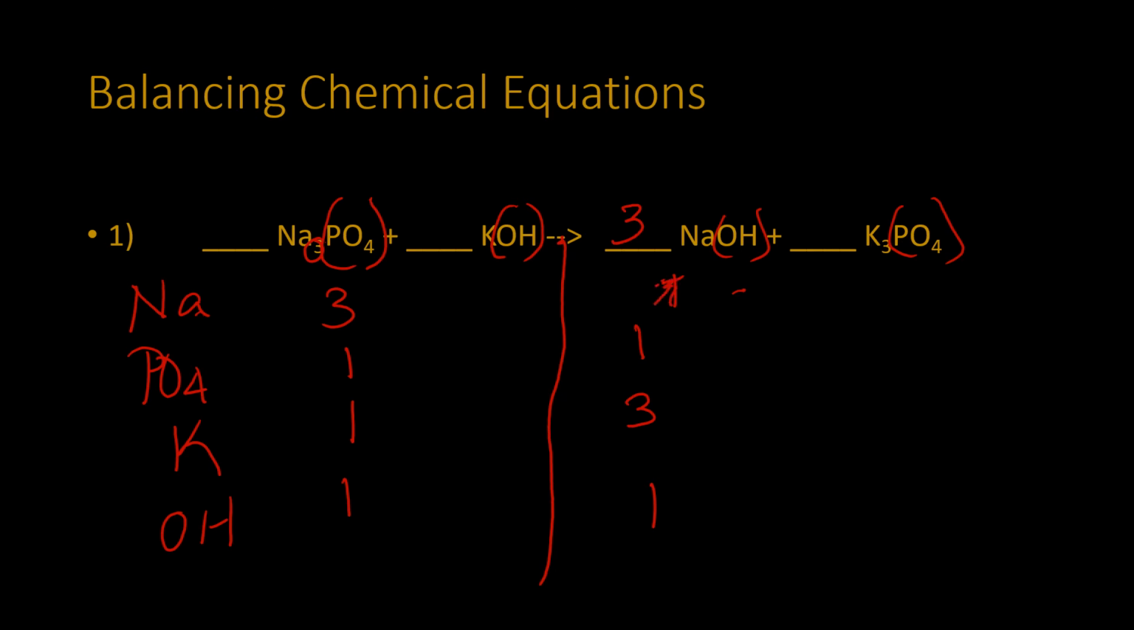I cannot just multiply the sodiums. I have to multiply the whole molecule. So I have 3 sodiums and now I have 3 OHs. Our PO4s appear to be balanced. Our potassiums are not balanced. So now I need to multiply my potassium on my reactant side by 3. So I have 3 here, I have 1 here. So I need to multiply this times 3. So that gives me 3 and then 3 OHs. So now I have 3 sodiums, 1 phosphate, 3 potassiums, and 3 oxygens.